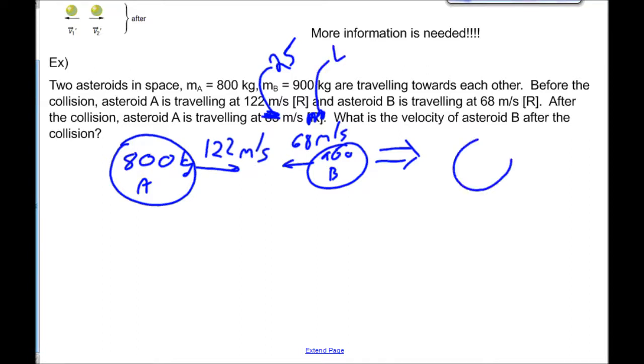Let me put that in my picture so it's easier to see. What I'm saying here is that A is now traveling at 25 meters per second this way, and I want to know what B is doing. Which way is it going? I don't know at this point. It's going to be left or right, not up or down. Hopefully you can see that just from momentum conservation, but we're not sure which one it is. So let's work through this and see if we can solve it.